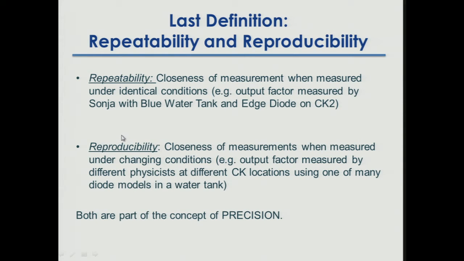Reproducibility is the closeness of measurements when measured under changing conditions. Indrin showed this wonderful plot of the 6 by 6 millimeter output factor for different devices, different people. The reproducibility of that measurement clearly was low. So this was an output factor measured by different physicists at different locations using one of many diodes out there in a water tank. Both relate to precision, but they're not identical to precision.